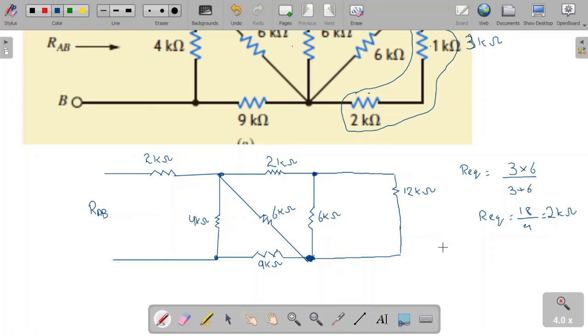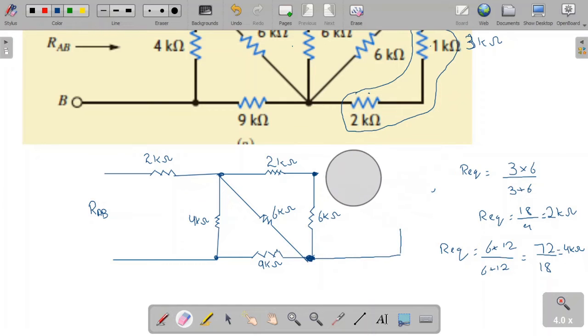And again, for the parallel combination, we have 6 multiplied by 12 divided by 6 plus 12, and 6 multiplied by 12 is 72, and 6 plus 12 is 18. So again 72 divided by 18 comes out to be 4, which means 4 kilo ohm. So now I can replace these two resistors by simply a 4 kilo ohm resistor.